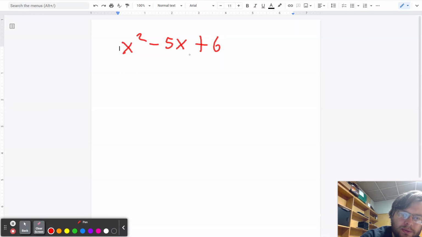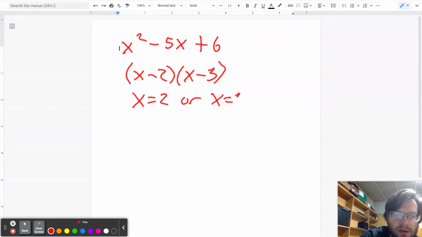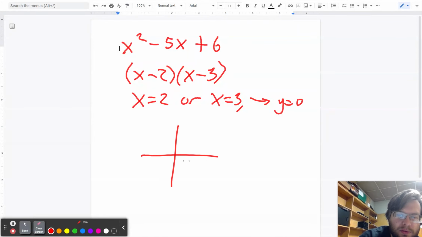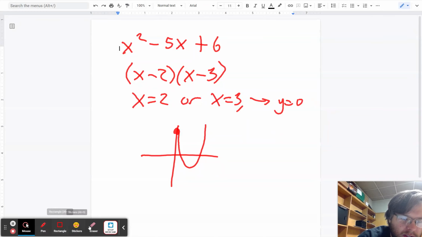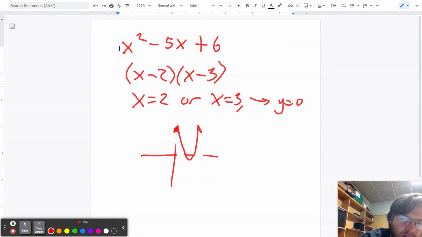So what I'm going to do is first just factor this. So I think it factors x minus 2 times x minus 3. And what that tells me is that if x equals 2 or if x equals 3, then the y value is going to equal 0. So just to help visualize, I'm seeing it starting up here at 6, hitting at 2 and 3. That's not very to scale. I'm going to draw that just a little better. So it's going from 6, coming down from 2 and 3, just like that.